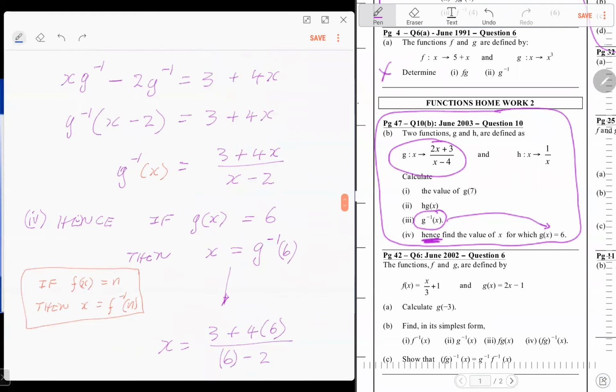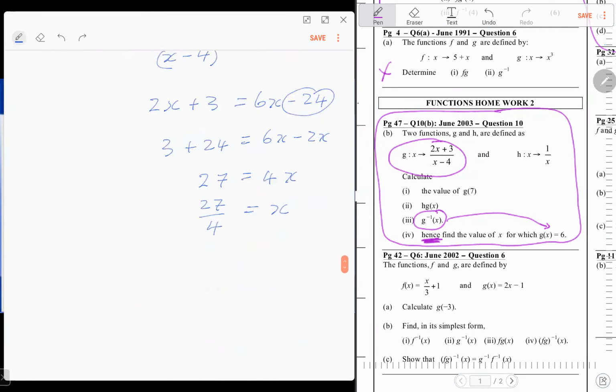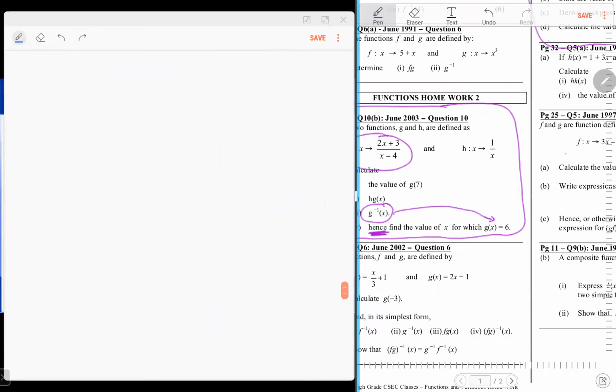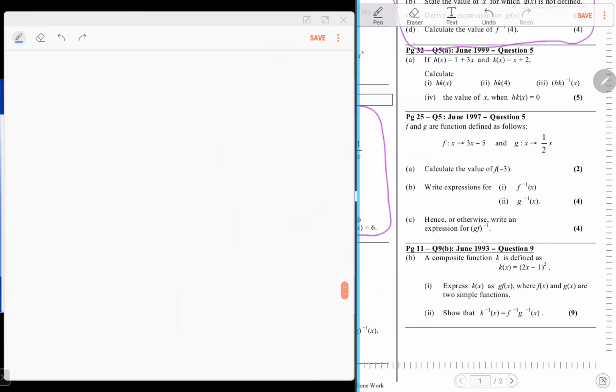What else do we have to do now? We have to split a composite function into two simple functions. So let's do an example with that now. We can use this question down here for that.